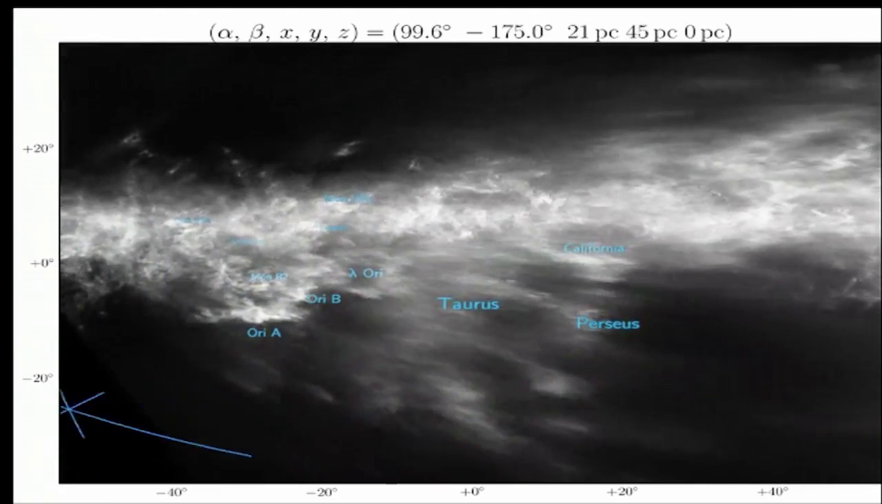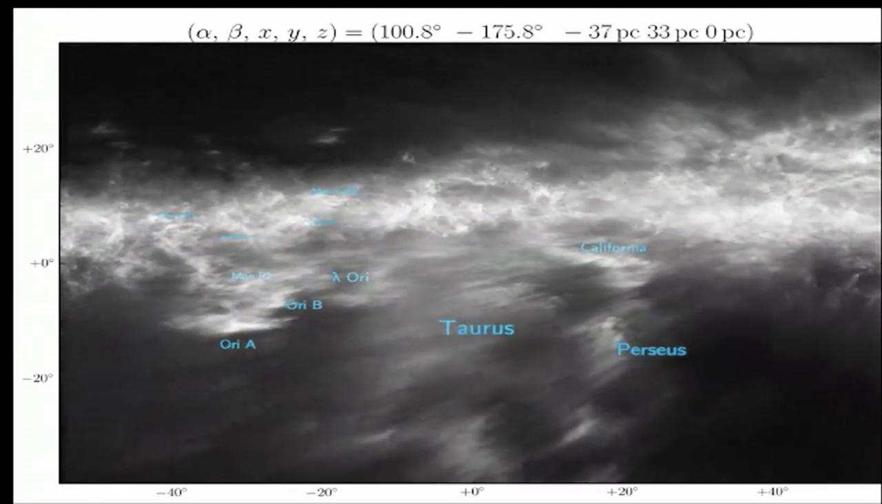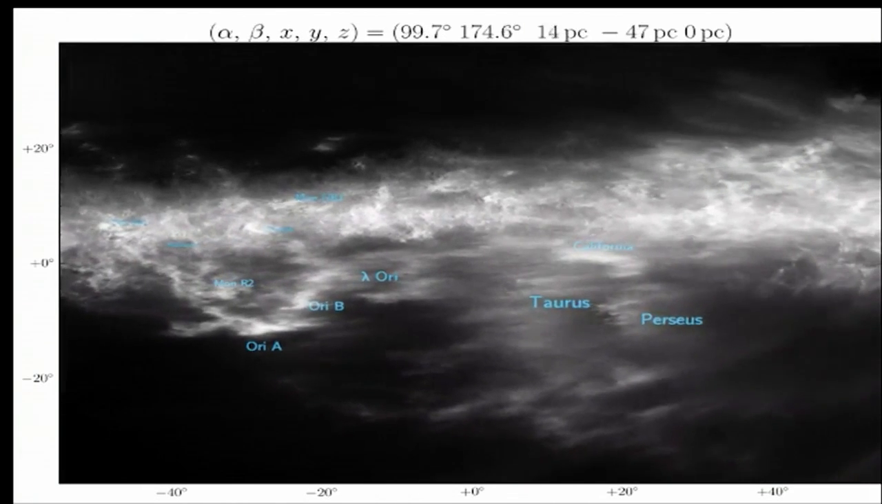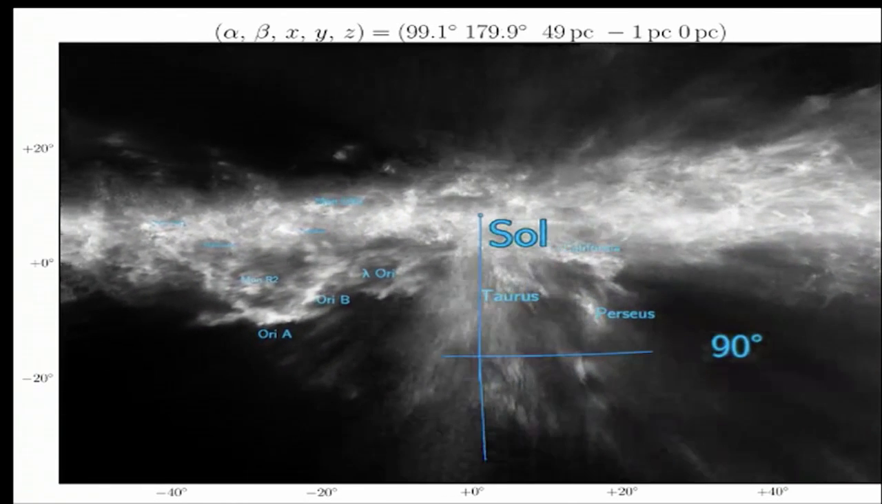And then this is what I started with. This is just a very different way of looking at the three-dimensional nature of the dust by moving our perspective, moving our camera around and looking at the emission from the dust.